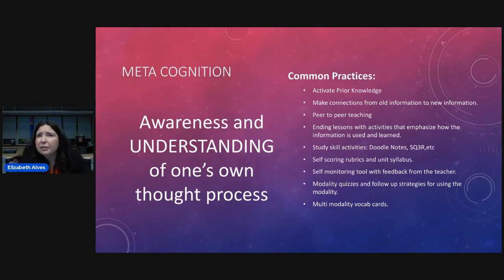Another thing to consider is ending your lessons with activities that emphasize how the information is used and learned. This is really important. Really make sure that you think about what's going on right now in the world, how this information can be used.